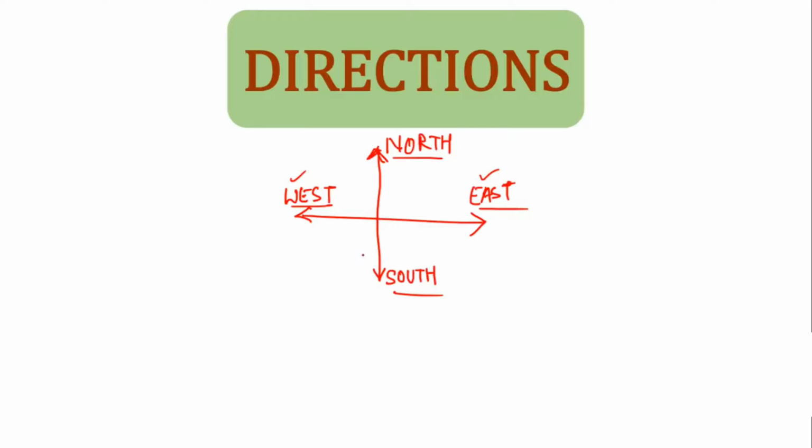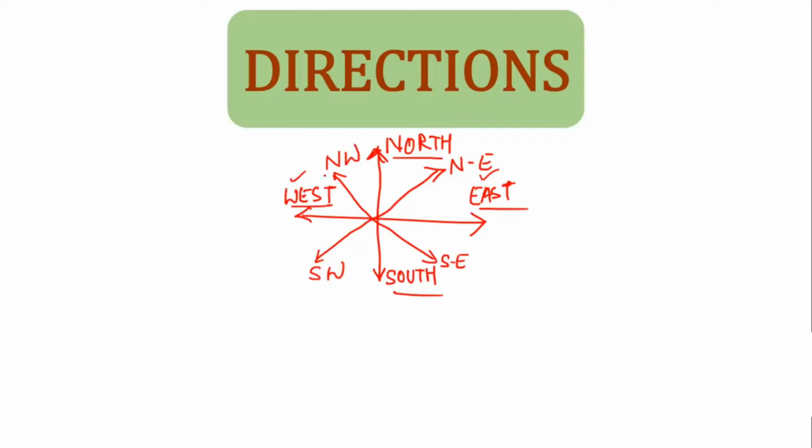Apart from these, there are 4 other directions. Take a look. This is nothing but northeast because it lies between north and east. This is southeast because it lies between south and east. This lies between south and west, so it is southwest. This lies between north and west, so this is northwest.